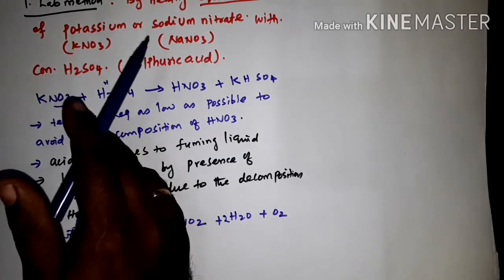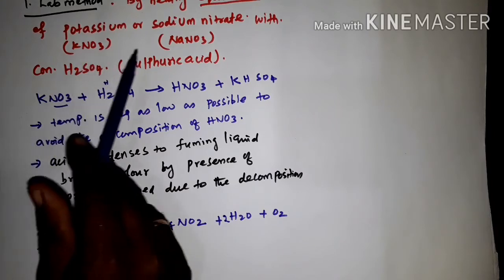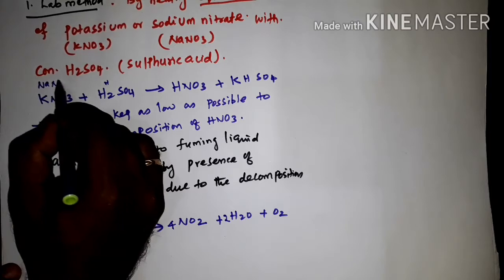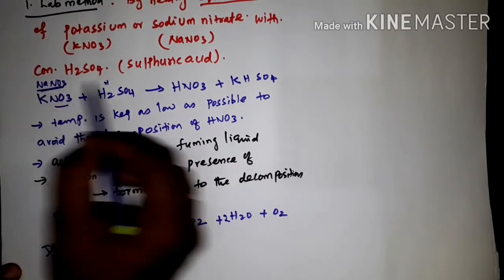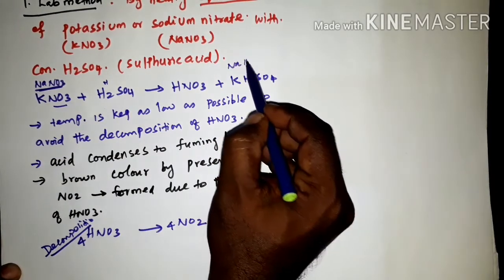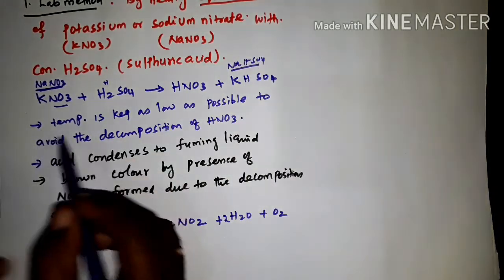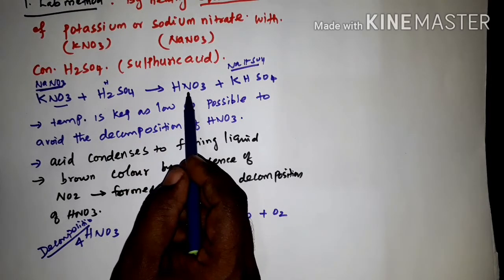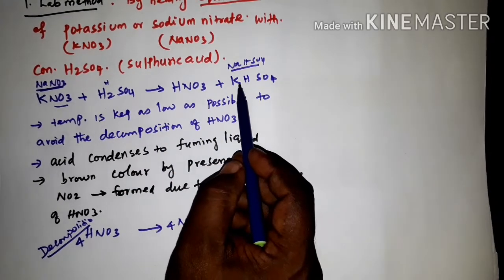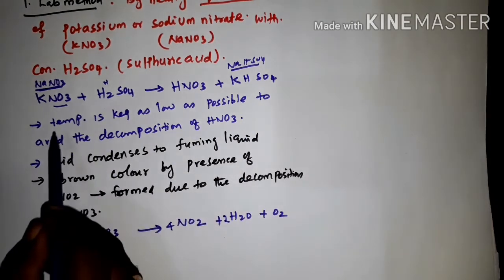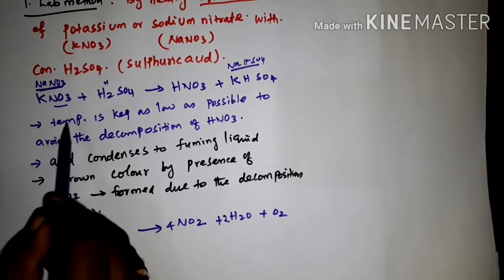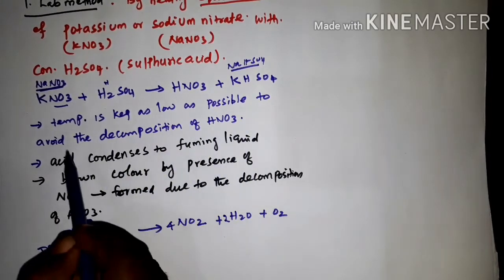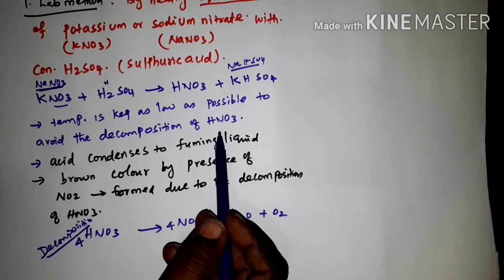So we are preparing by heating equal amounts of potassium or sodium nitrate. Here you can take sodium nitrate also, NaNO3. The product that will come: here you will get sodium hydrogen sulfate, with concentrated sulfuric acid. We are getting nitric acid and another product, that is potassium hydrogen sulfate. In this lab method, the temperature should be kept as low as possible to avoid the decomposition of nitric acid.